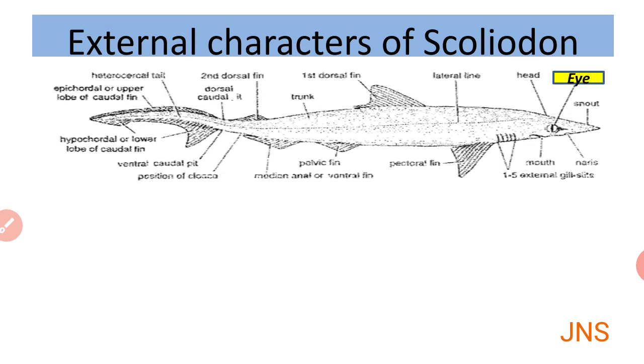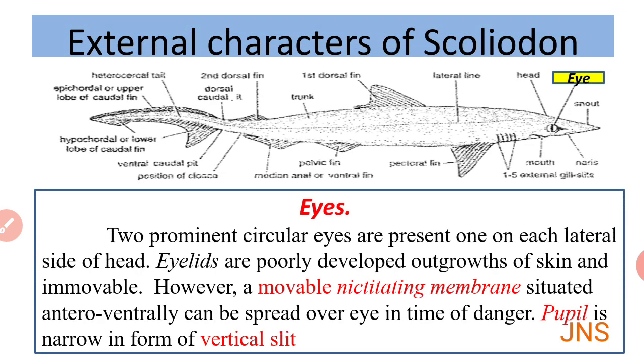Then, next about the eyes. Towards the anterior side, one on either side of the body, there are two prominent circular eyes. These eyes are present on each lateral side of the head. In the case of the eyes, the eyelids are poorly developed and immovable.